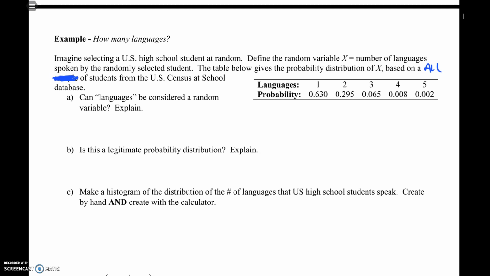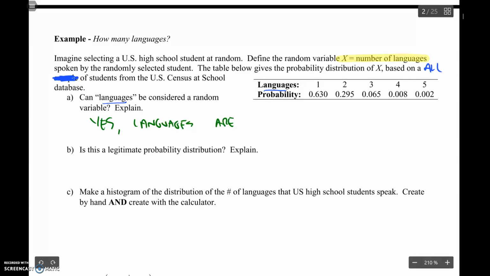Can languages be considered a random variable? Well, I don't know what languages are, but if we're talking about the number of languages, then yes. The number of languages is a random variable. Explain. Don't use pronouns. Languages are numerical.